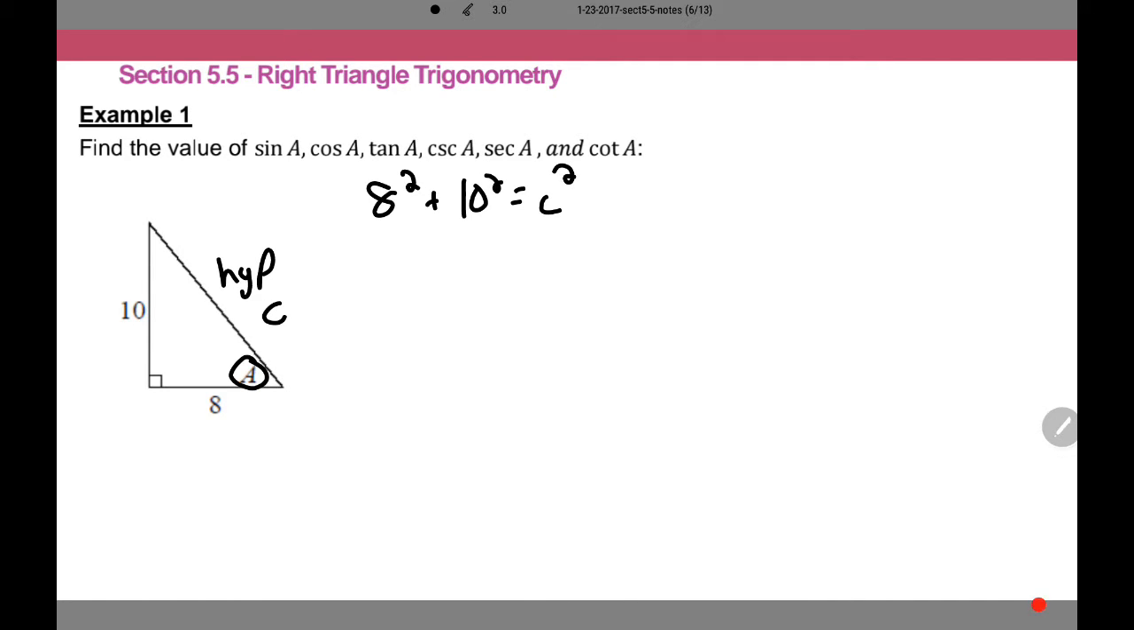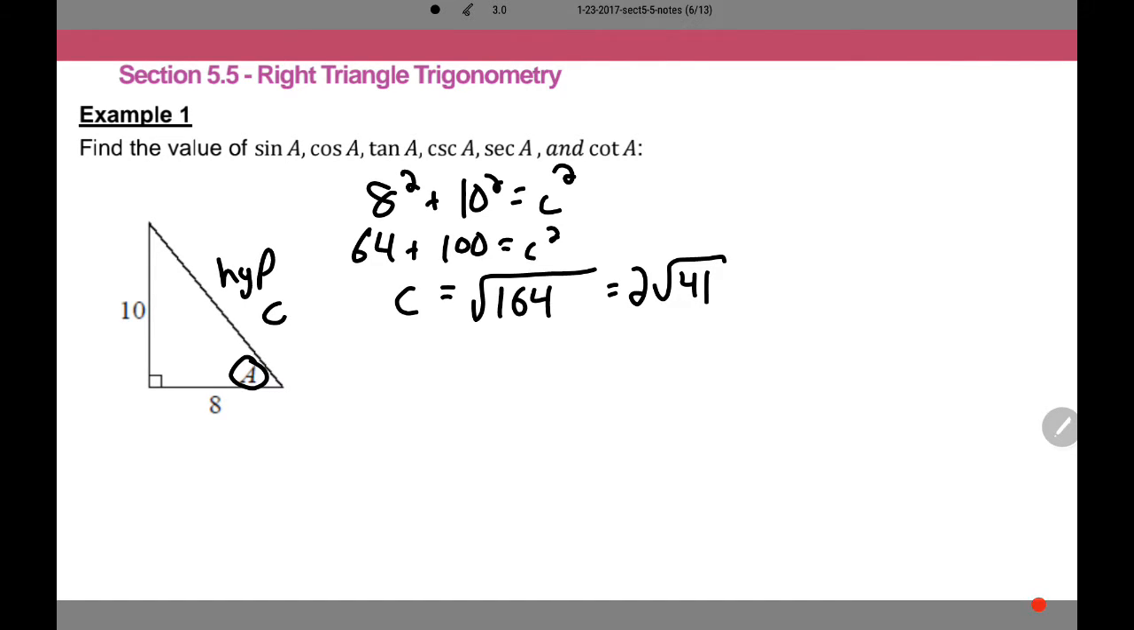Here's your good friend, the Pythagorean theorem that you should know and be so familiar with: a squared plus b squared equals c squared. So we're going to do that real quick. In this case, our c is going to be the square root of 164, which actually can be broken down into 2 times the square root of 41.